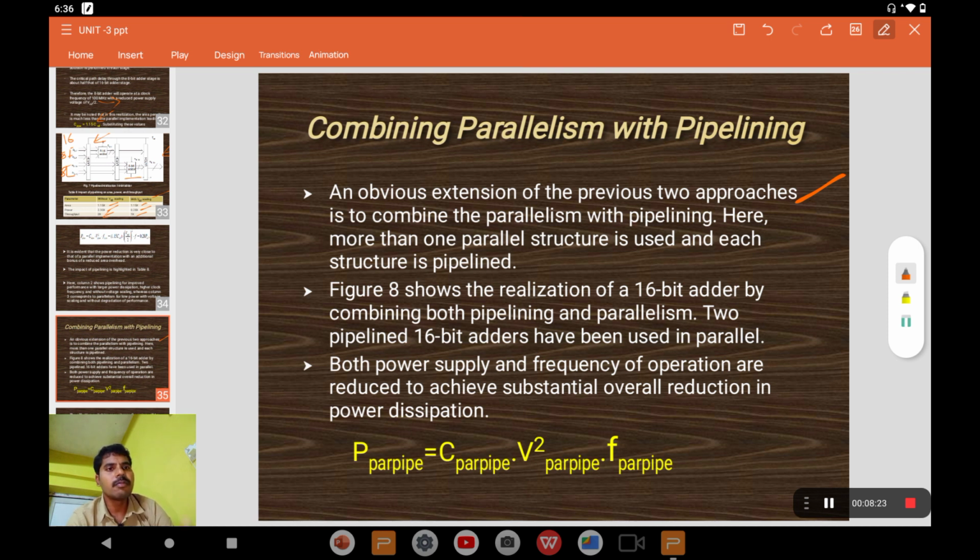Parallelism and pipelining: here more than one parallel structure is used, and each structure is pipelined. Let us see how the 16-bit adder can be implemented by combining both the pipelining and parallel processing approaches. The two pipelined 16-bit adders have been used in a parallel manner. Therefore, the power supply and the frequency of operation are also reduced, to substantially reduce the overall power dissipation, right? So this is the formula for C parallel, C pipeline, and C parallel-pipeline. The values are used in the case of the parallel and pipelining approach.